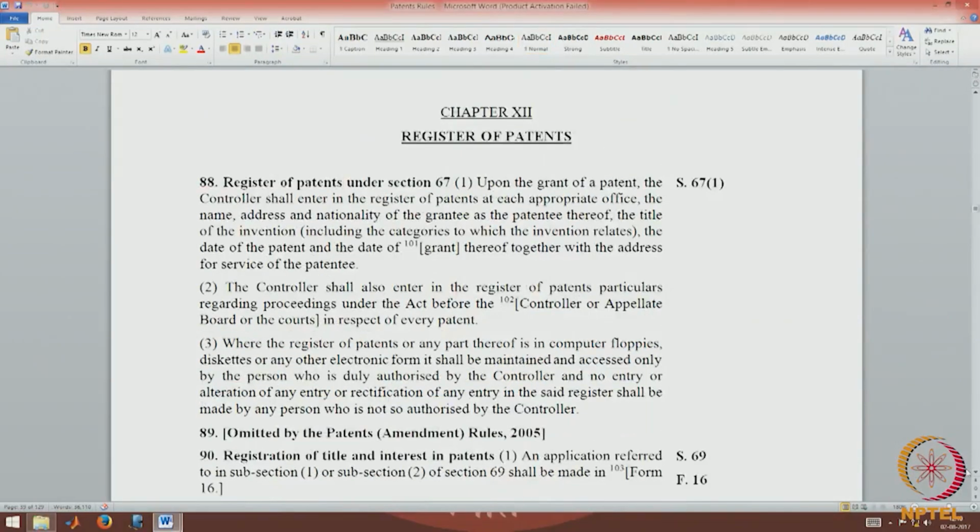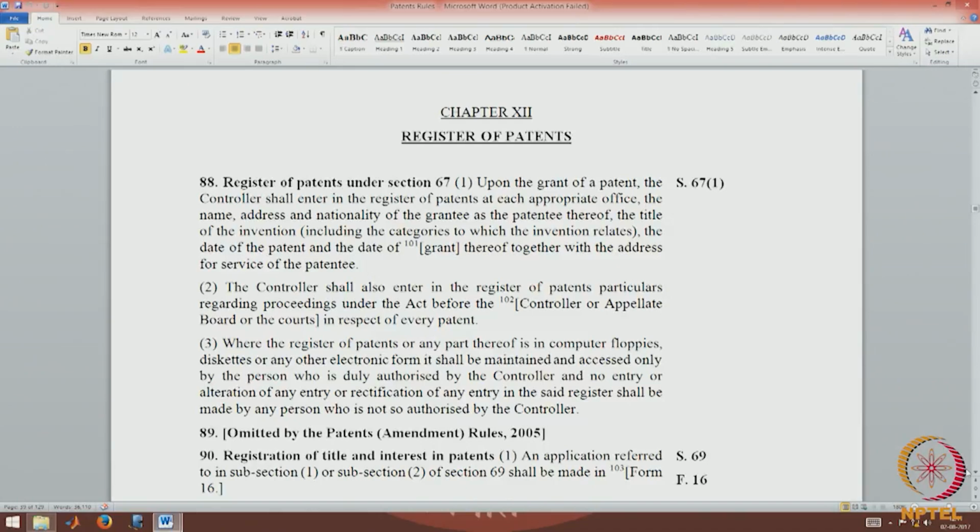The rules with regard to the register: Rule 88 tells us that upon the grant of the patent, the controller shall enter in the register of patents at each appropriate office the name, address, nationality of the grantee as a patentee, the title of the invention, the date of the patent, the date of grant, together with the address for service of the patentee. Now, these are the entries that figure in the register.